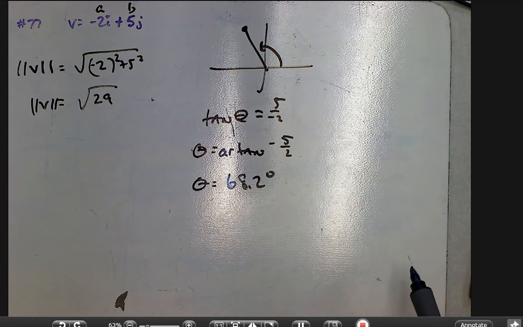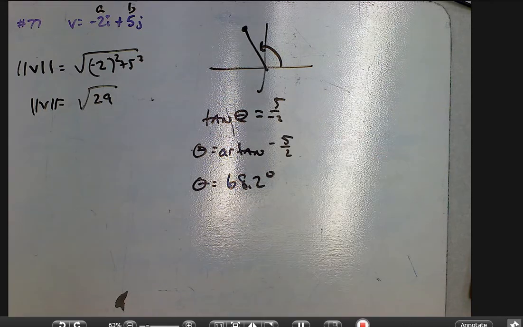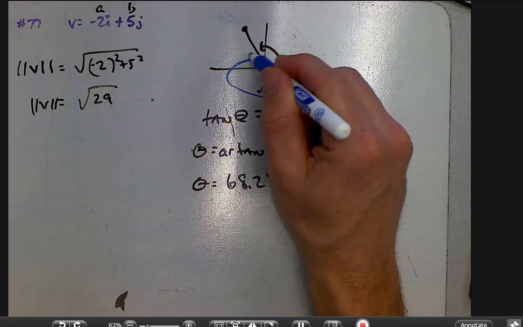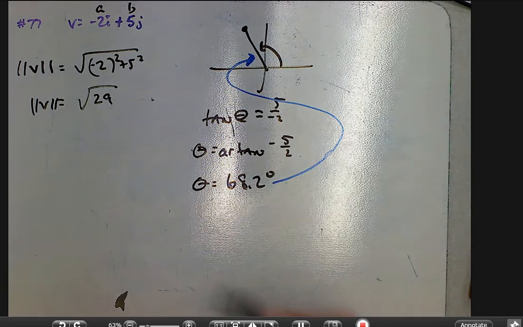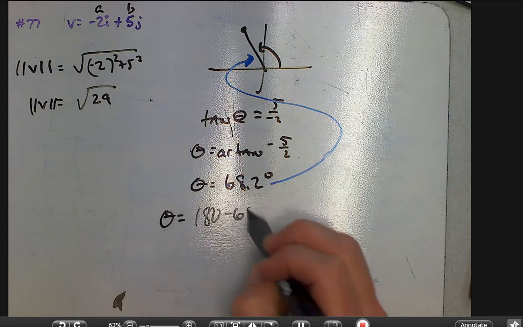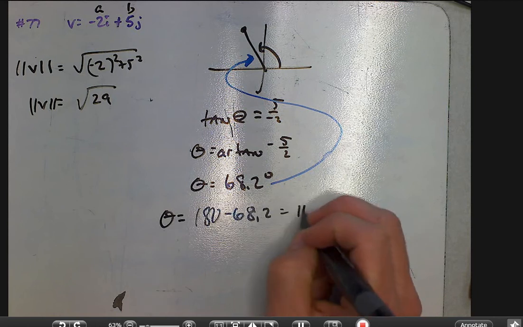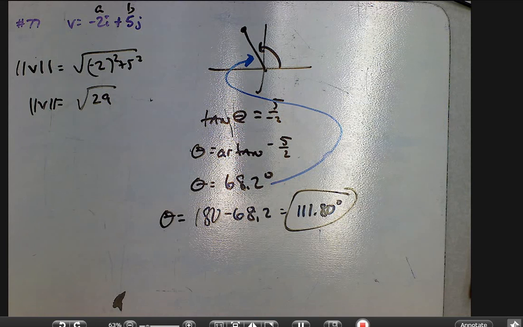Use some sense here. That angle we know is not 68.2, it's bigger than 90. So what actually is the 68.2? Well, 68.2 is the reference angle right here. And so that gives us a reference angle of 68.2. The actual angle I need is going to be 180 minus 68.2. And you get 111.80 degrees. And that is the angle we're looking for.